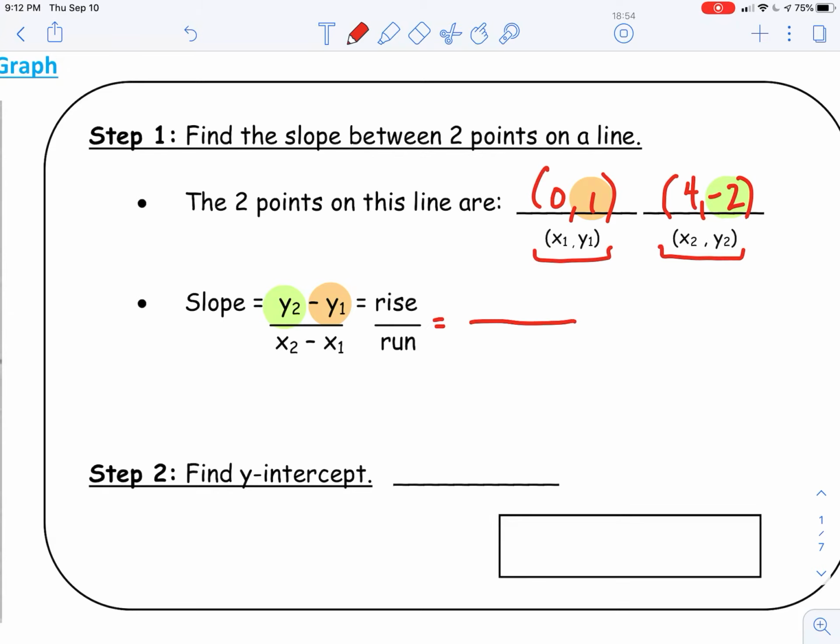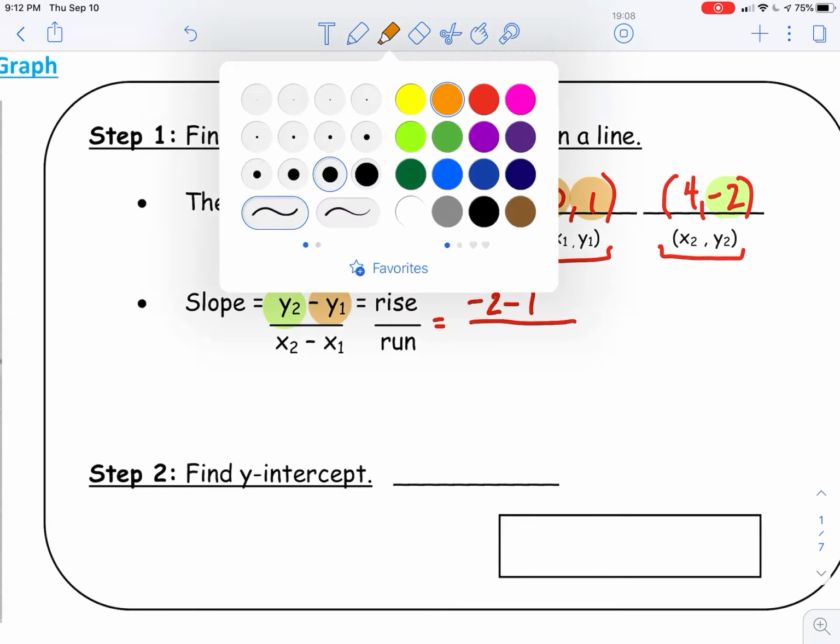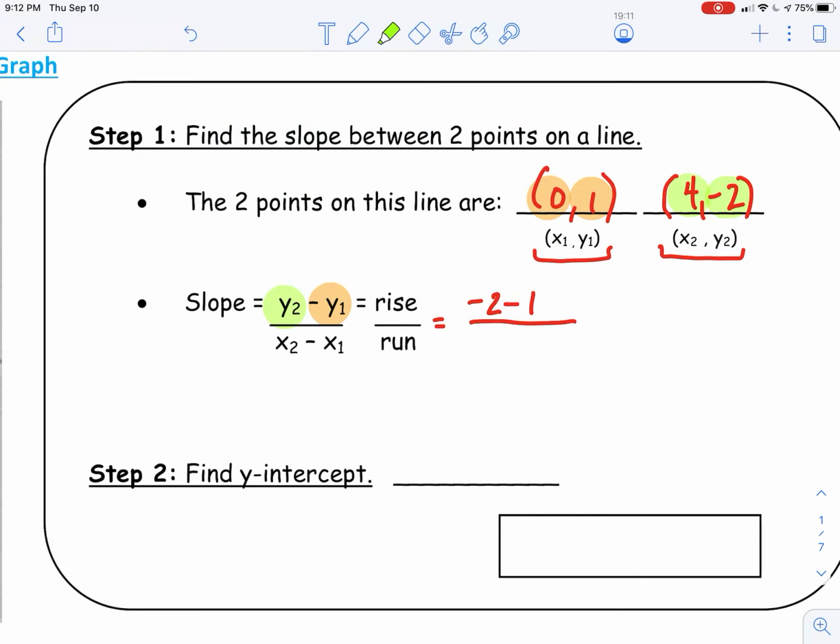Okay, so we have y2, which is negative 2, minus y1, which is 1. And then let's use the same color coding here for x1 and x2, and let's fill that in. So in my graph, I have x2 and I have x1. So let's match those up. So x2 is 4 and x1 is 0. So I'm just substituting them into this slope formula right here.